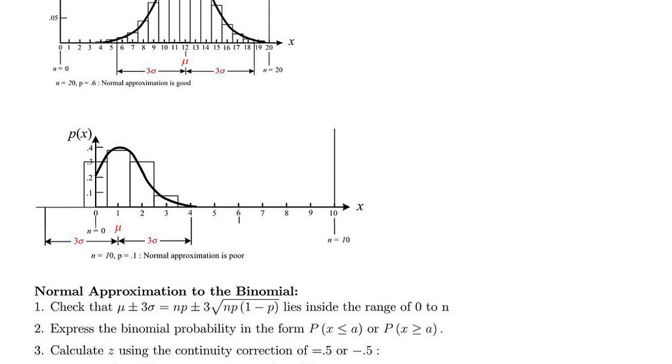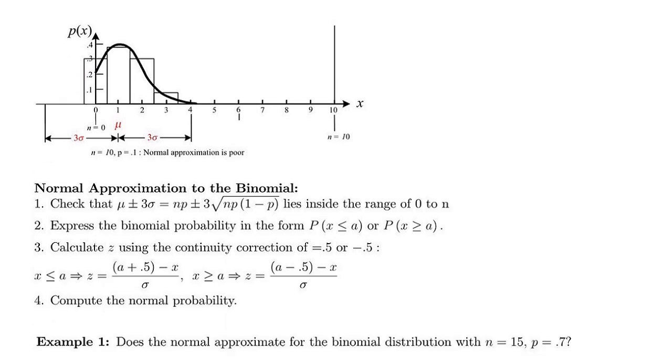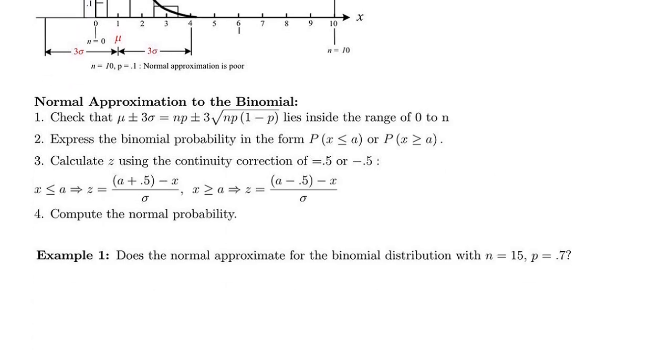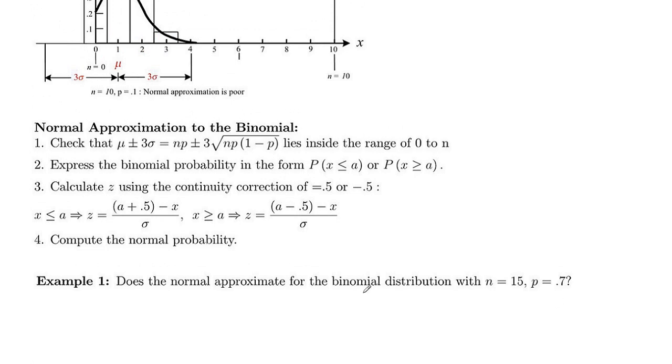So when that approximation is good, then we can actually approximate those binomial probabilities with the normal probabilities. And the way that you do that is, well, first check that mean plus or minus 3 standard deviations, which is n times p for the binomial, and then 3 times sigma for the binomial, lies inside the range of 0 to n.